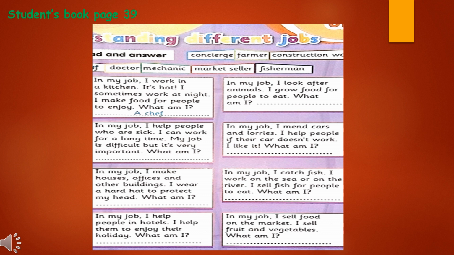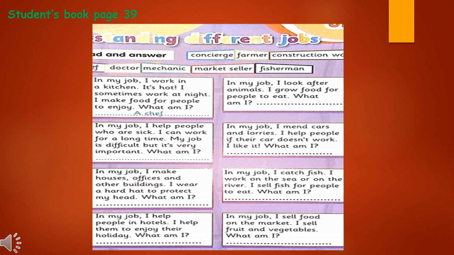What are the jobs that we have? We have concierge, farmer, construction worker, chef, doctor, mechanic, market seller, fisherman. We knew them before with our teachers inside the class. Okay, today we are going to know more about each job. In the first box, it is answered for you, but we are going to read it too.